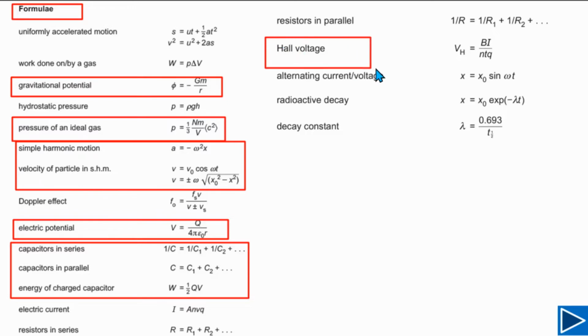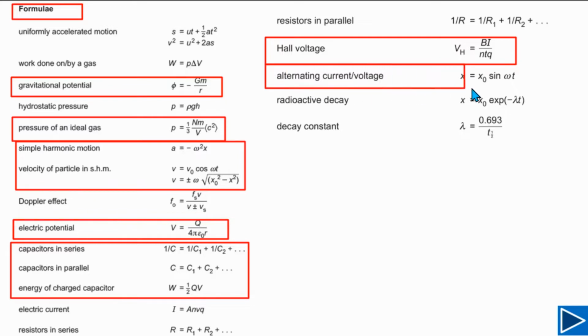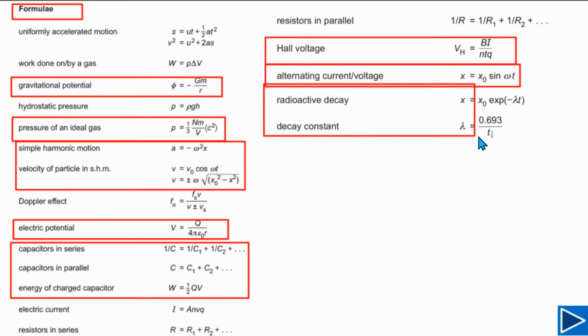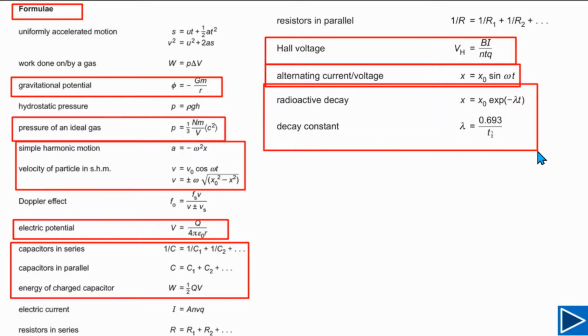And the next one is about Hall voltage, a typical type of formula, and in many past papers you will see questions based on this formula. And the next one is from alternating current, from AC, a very common one. And the next two formulae are from nuclear physics. So you will need them for some calculations most of the time in your exam.